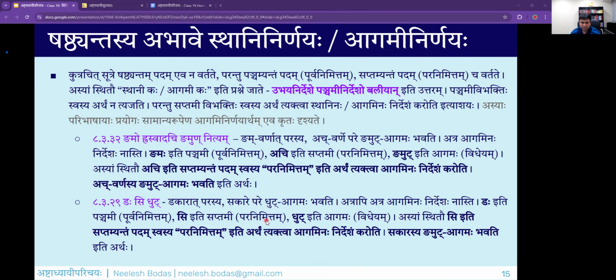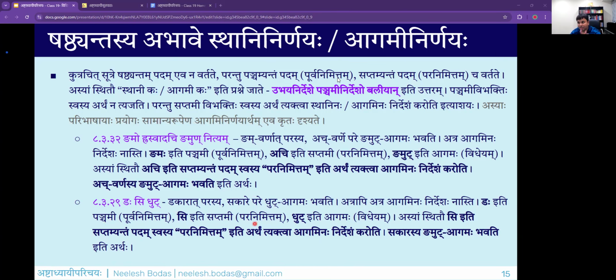So basically C iti saptami paranimittam asti. Saptami is paranimittam, panchami is purvanimittam. Daha iti panchami, that is the purvanimittam. C iti saptami, that is the paranimittam. Dhut iti agamaha, that is the vidheyam. So you have the other three components, but you don't have the agami.